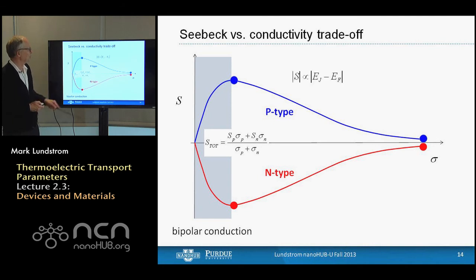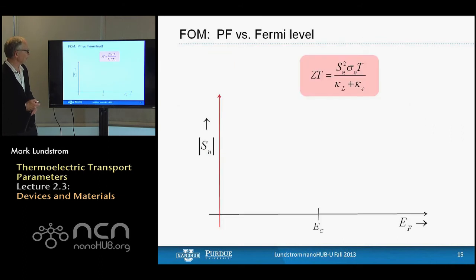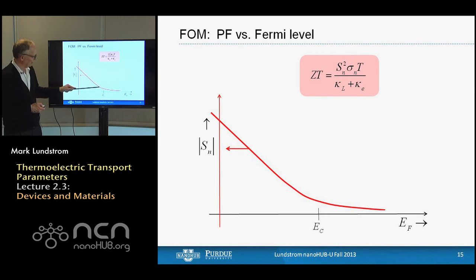So that's the fundamental trade-off that we have to struggle with: this relation between the Seebeck coefficient and conductivity, which depend oppositely on the location of the Fermi level. Okay, so if we plot the power factor versus Fermi level, say for an N-type material, plot the magnitude of S, the higher we bring the Fermi level, the smaller the Seebeck coefficient gets. As we become more and more metallic, it approaches a small number close to 0.